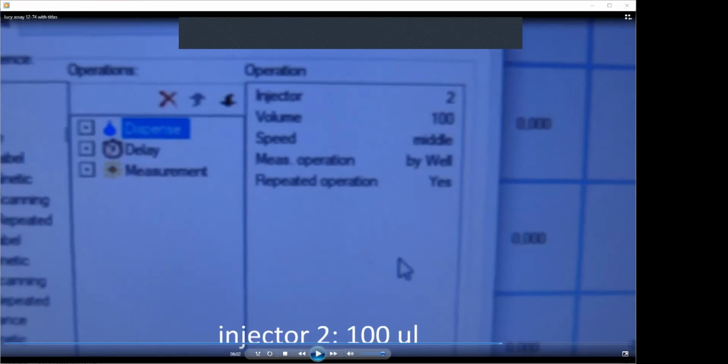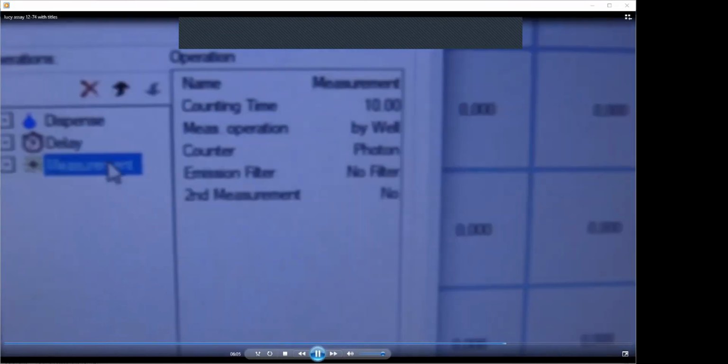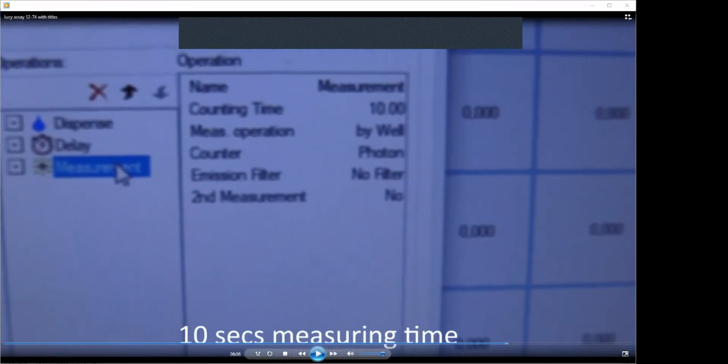The next part of the protocol is delay time. It's 3 seconds waiting time. That's important because the reaction has to be started and run always the same way. And the last step is the measurement itself, and this is 10 seconds.